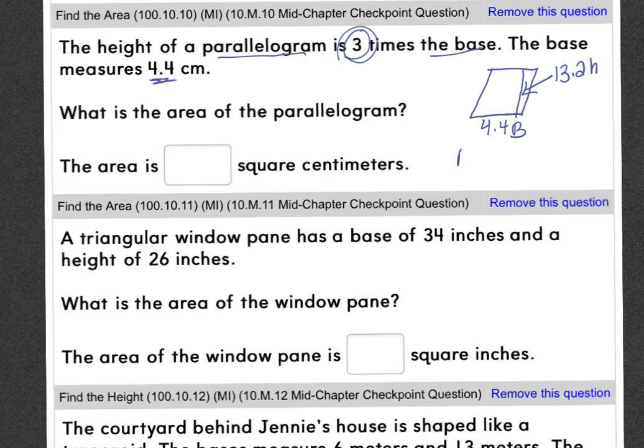And then remember that the area of a parallelogram is your base times your height. So 4.4 times, let me fix my handwriting, 4.4 times 13.2. And that's going to give me 58.08, and this is square centimeters, or centimeters squared.